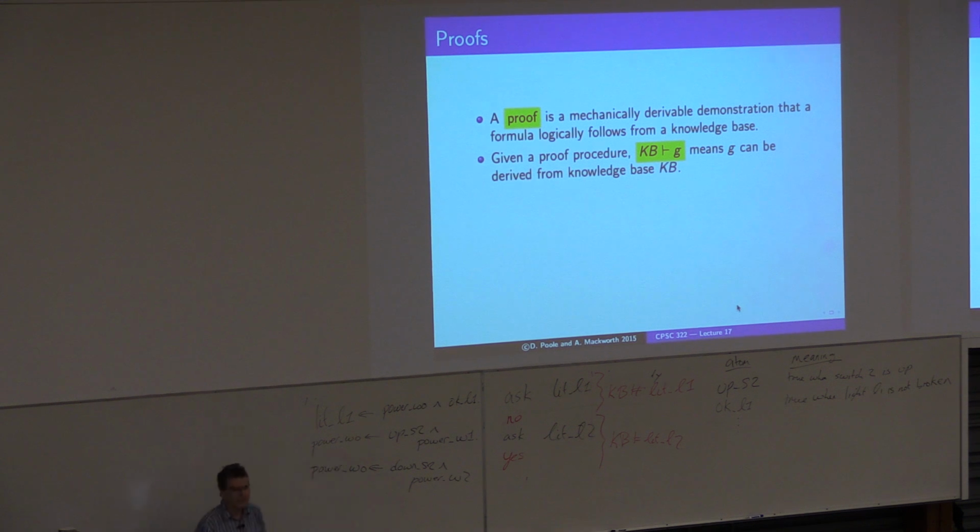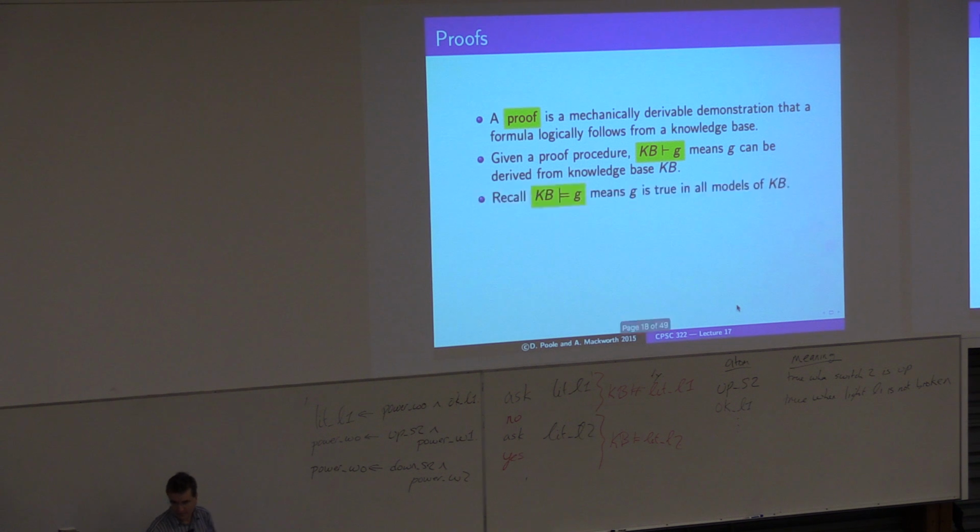So this symbol is to do with proof, and the other symbol was to do with logically follows from, to do with possible worlds and models and interpretations. This is just to do with mechanically proving things. And we have this other symbol, the double turnstile: KB entails G means G is true in all models. So one's talking about all models and one's talking about proofs.